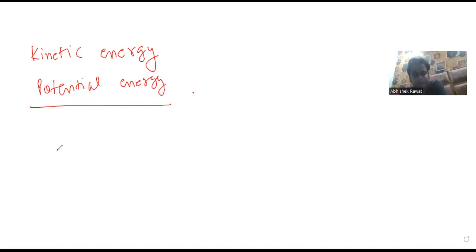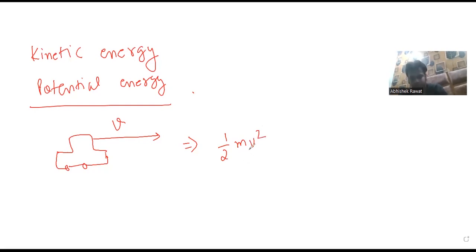If we see an example, like a car is moving, there's a car. We say the car is moving in this direction with some velocity v. Okay. So we can say the energy possessed by this car will be defined as half mv square. Basically, this is the energy possessed by the body when it is moving in a particular direction. Where m is the mass of the body, and v is the final velocity, we can say.